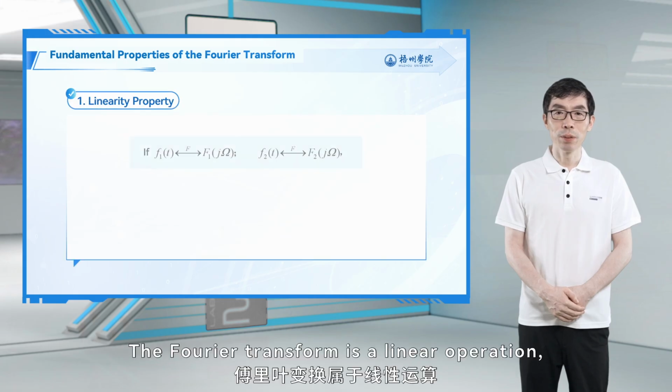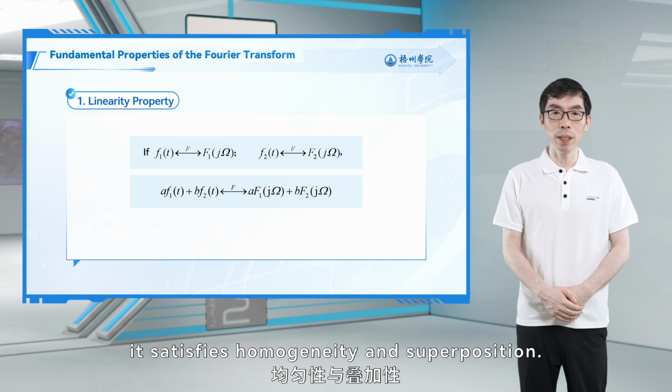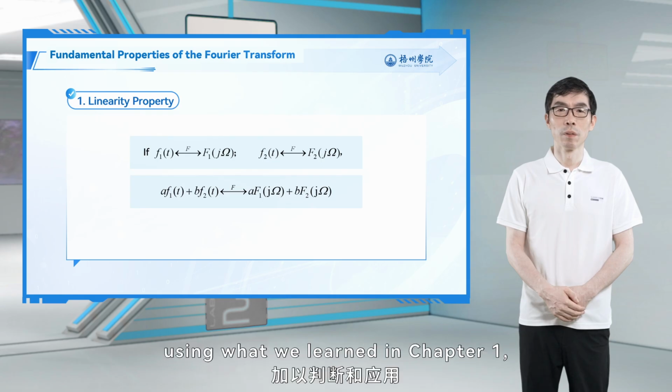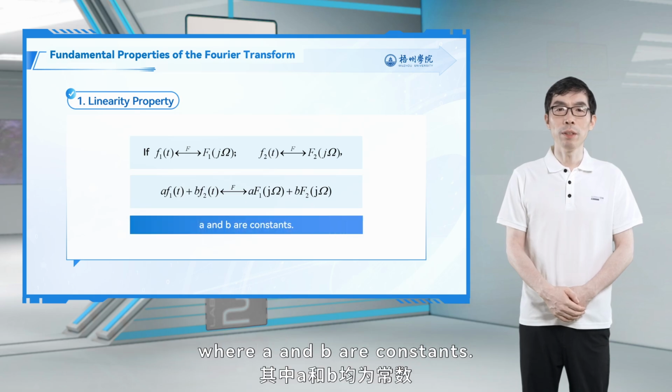The Fourier transform is a linear operation, which means it satisfies homogeneity and superposition. This can be judged and applied using what we learned in Chapter 1, as shown in the following mathematical expression, where A and B are constants.